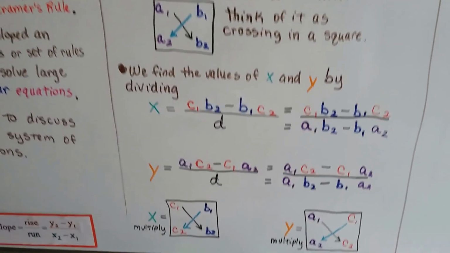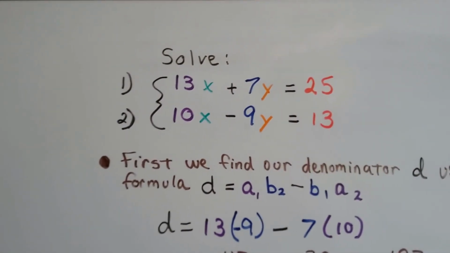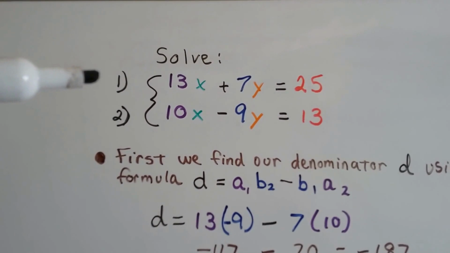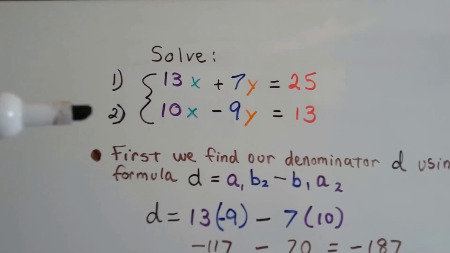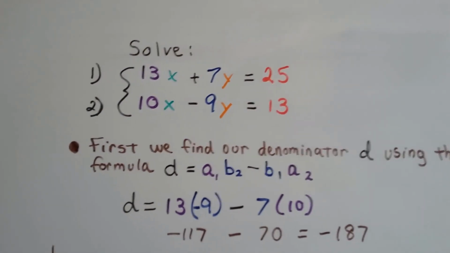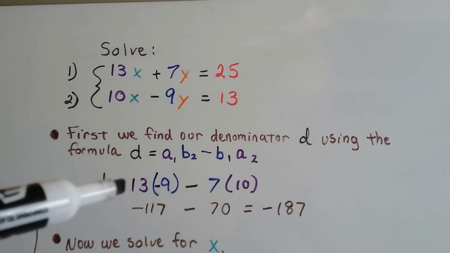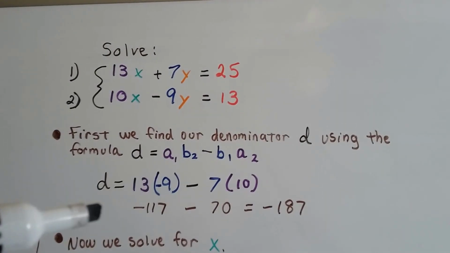Okay? So here's our system of linear equations. We've got two equations. Here's our first equation, 13x plus 7y equals 25, and our second one is 10x minus 9y equals 13. So the first thing we're going to do is find our denominator d by using that formula. And you can see that a's are all purple, b's are all blue.